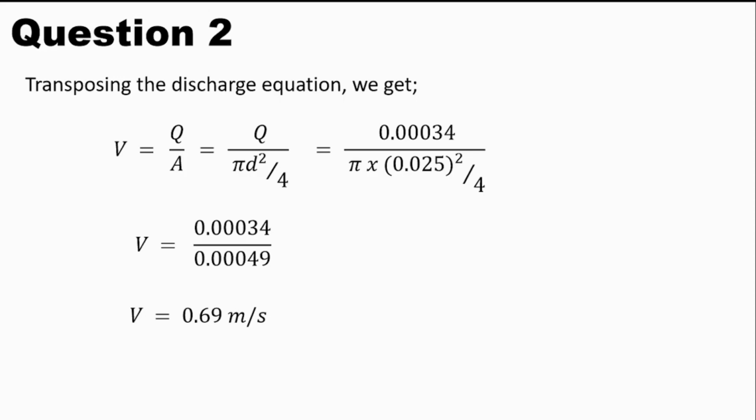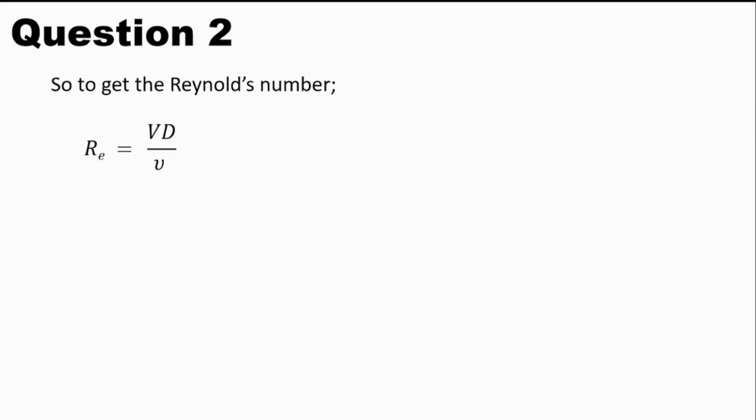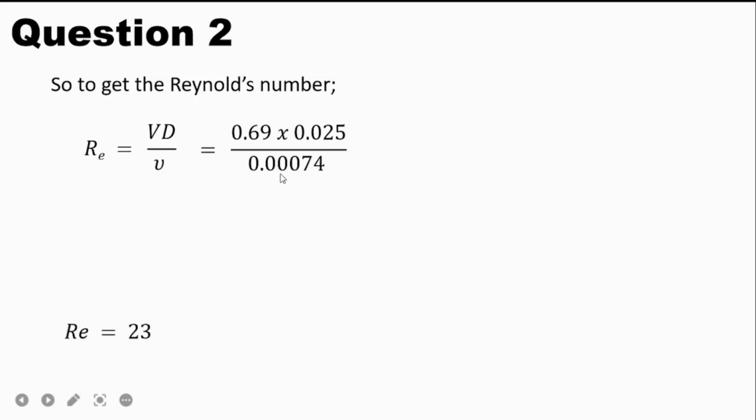Now, we've gotten the velocity of the fluid. What we can do now is to find the Reynolds number using the equation velocity times pipe diameter over the kinematic viscosity. So we put in the values. Our velocity of the fluid is 0.69 from our last calculations, times the pipe diameter, 0.025, over the kinematic viscosity, which is 0.00074. When we put this in our calculator, our Reynolds number should be 23. Now, guess what? What kind of flow is this? This flow is a laminar flow.